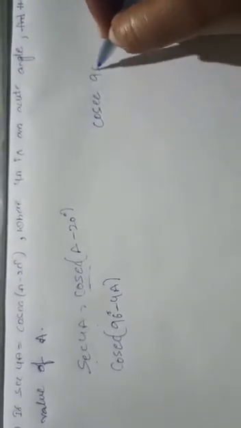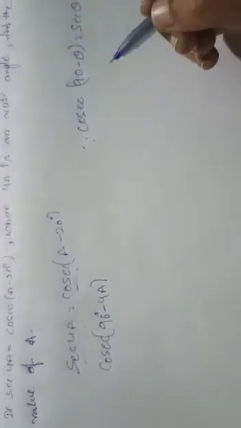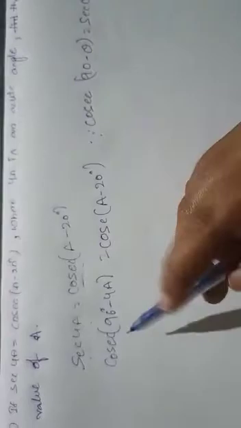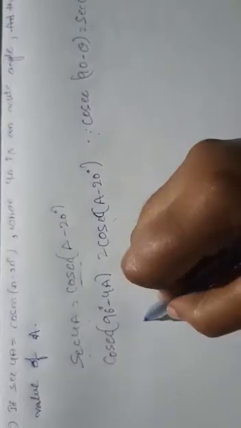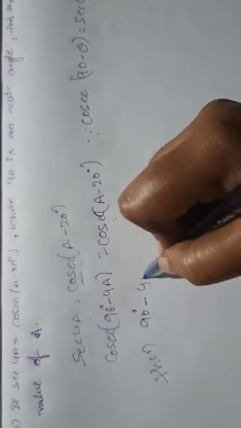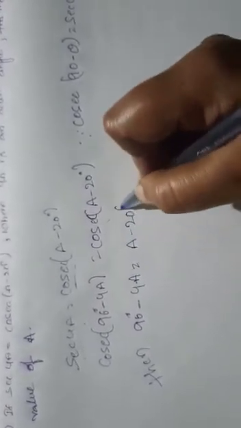So sec 4a, write it as cosec(90 minus 4a). Here 4a is an acute angle, it should be less than 90 degrees. We know cosec(90 minus theta) equals sec theta. Cosec(a minus 20 degrees), cosecant on both sides, same trigonometric ratios. Then 90 minus 4a equals a minus 20 degrees.